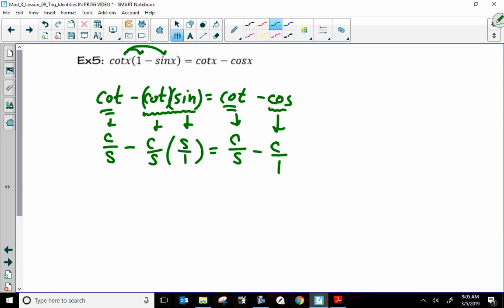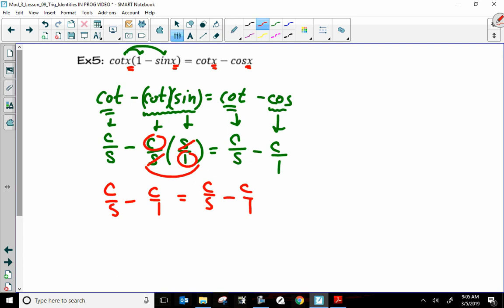I know I haven't been doing this because we end up converting it back, but I'll do this one with all the conversions. The only thing I can do at this point is right here. My sines cancel, and I end up with cosine over sine minus cosine over 1 equals cosine over sine, this doesn't change, minus cosine over 1. They are exactly the same right now. So I can put those all in cosine of x over sine of x, or I can just convert these back. This is cotangent of x minus cosine of x equals cotangent of x minus cosine of x.